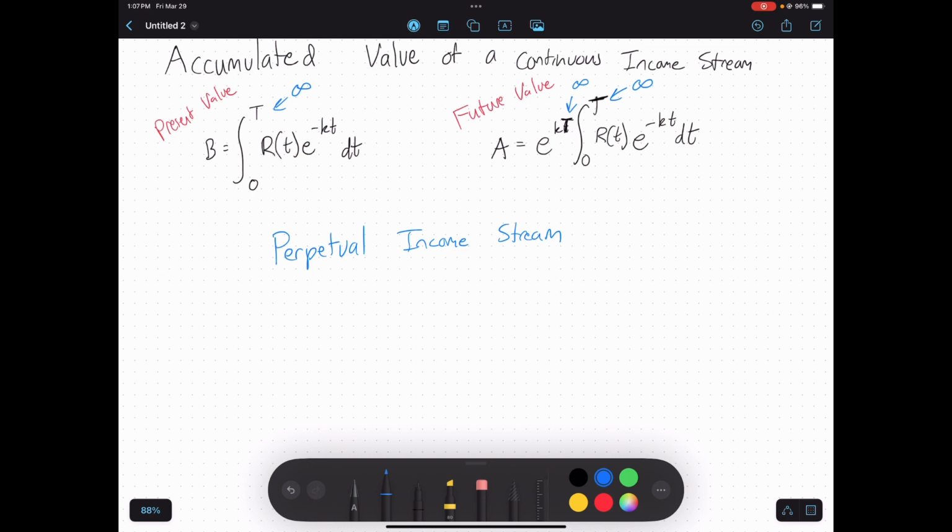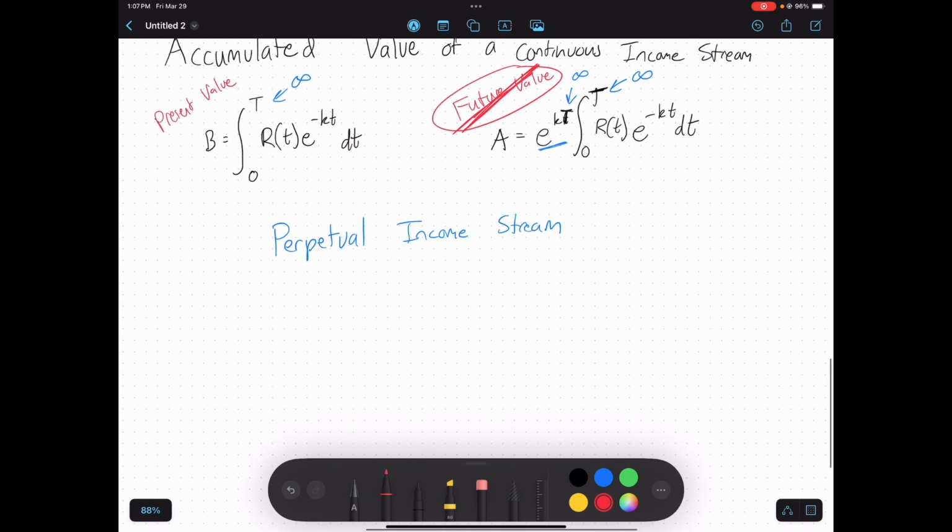Well, notice with future value, I end up having to plug in that infinity to this outside function right here, e to the kt, and guess what I'm going to get out of that? I'm going to get infinity. So future value is actually impossible to calculate with this, because if you're setting this up perpetually, then you don't actually have a set stopping point. So how are you supposed to calculate future value if there's no end in sight? Future value is impossible to calculate if I have a perpetual income stream.